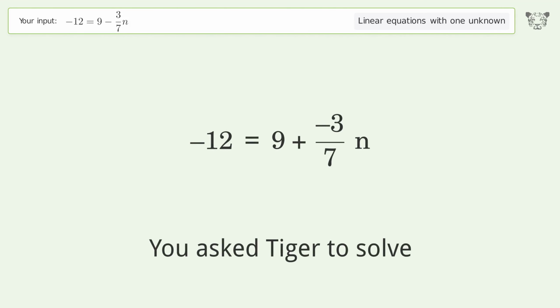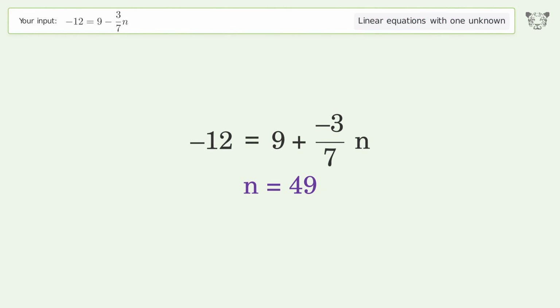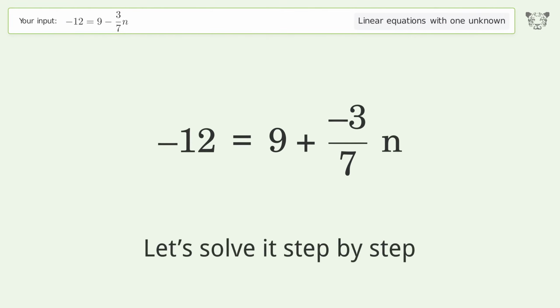You ask Tiger to solve. This deals with linear equations with one unknown. The final result is n equals 49. Let's solve it step by step.